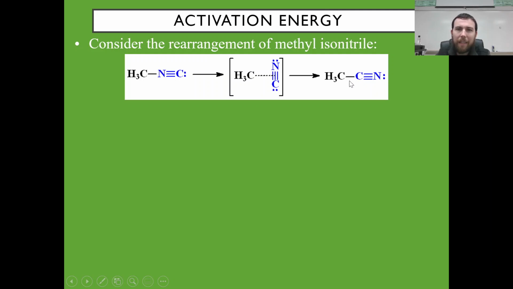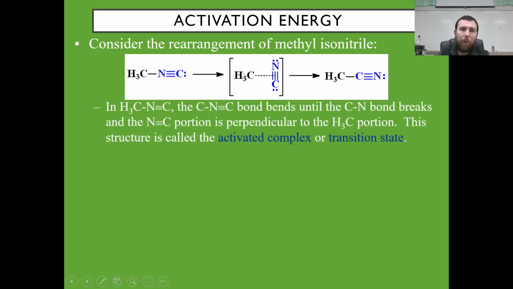But in order to get to that point, essentially this bond has to break and the molecule has to rotate so that it's perpendicular to this carbon and this carbon-hydrogen group right here. That's exactly what this text is communicating: the bond is going to break between carbon and nitrogen, the single bond specifically, and then the nitrogen-carbon is going to continue to twist or rotate until it's perpendicular to the H3C portion.